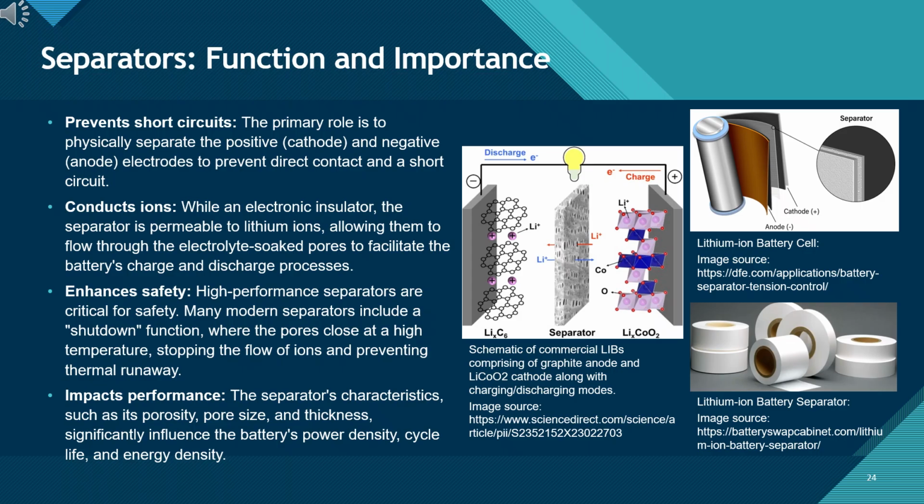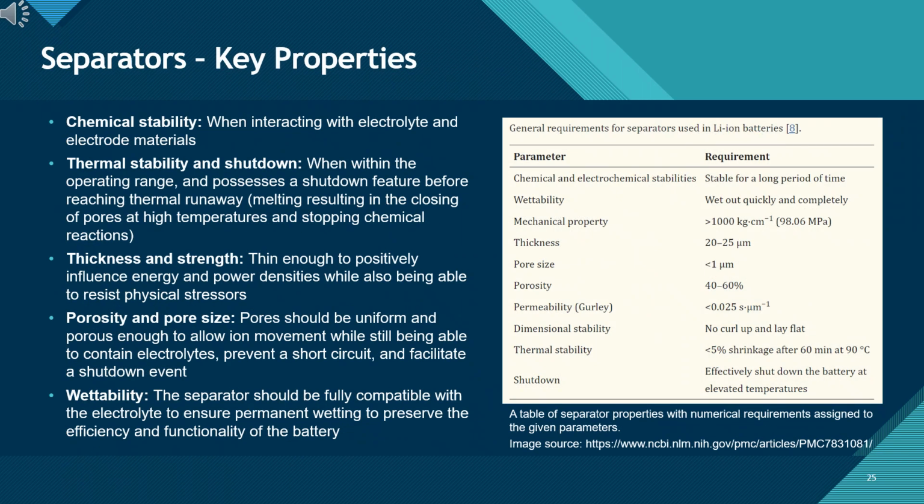Many modern separators feature a shutdown function. If the battery dangerously overheats, the material is designed to slightly melt and close its pores. This cuts off the flow of ions and shuts the battery down before it can enter thermal runaway. So, while it looks like a simple plastic sheet, its thickness and porosity are precision engineered to define both the cell's performance and safety.